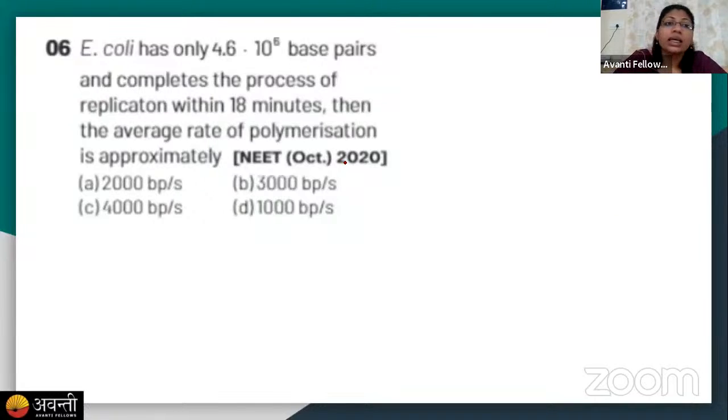The next question says, E. coli has only 4.6 into 10 raised to power 6 base pairs, and E. coli has the ability to complete the process of replication within 18 minutes, right? It is capable of completing the whole replication of DNA in 18 minutes. Then we have to find out the average rate of polymerization. It is a numerical. Please calculate it and let me know the answer through this chat box, through this MCQ poll.